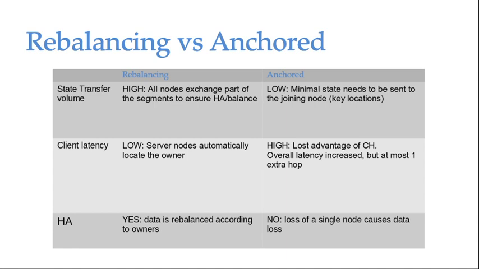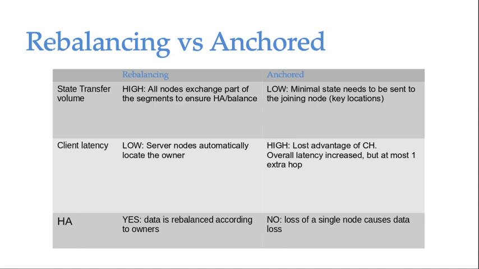Client latency. As I said, because of the consistent hashing algorithm, server nodes can automatically locate the owner, so client latency is always low. Clients connect directly to the primary owner of the data when writing, and can connect to any of the owners, including backups, when reading, so as to balance the load.